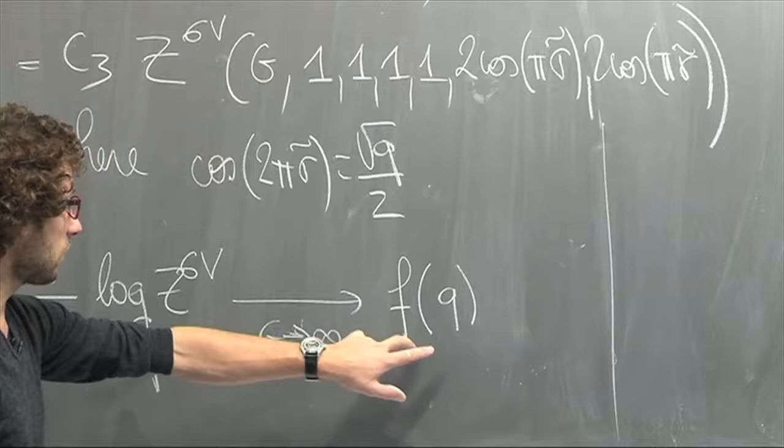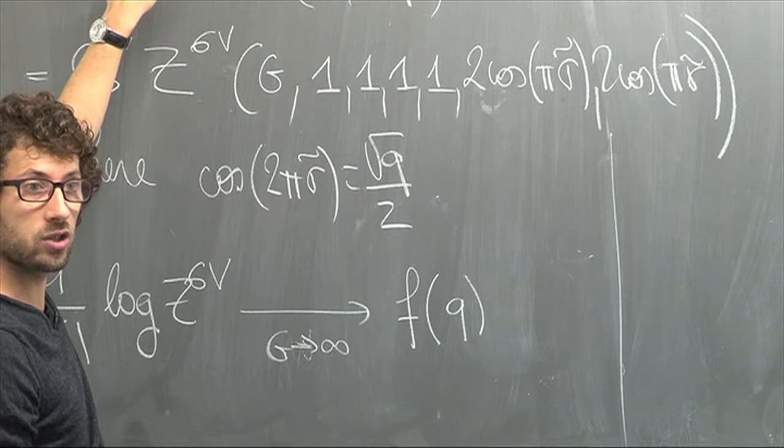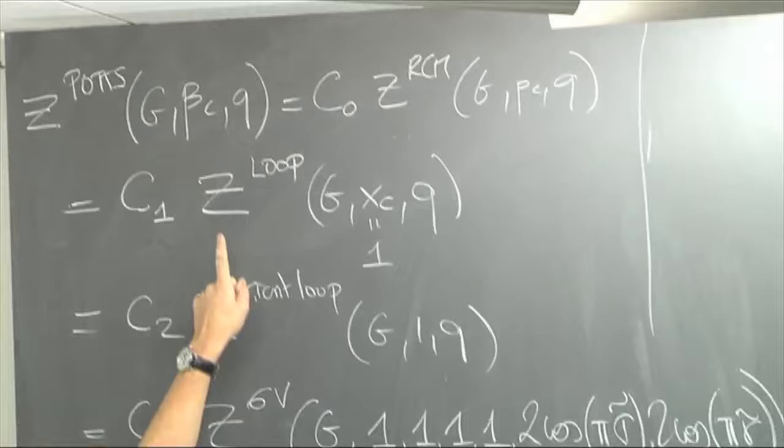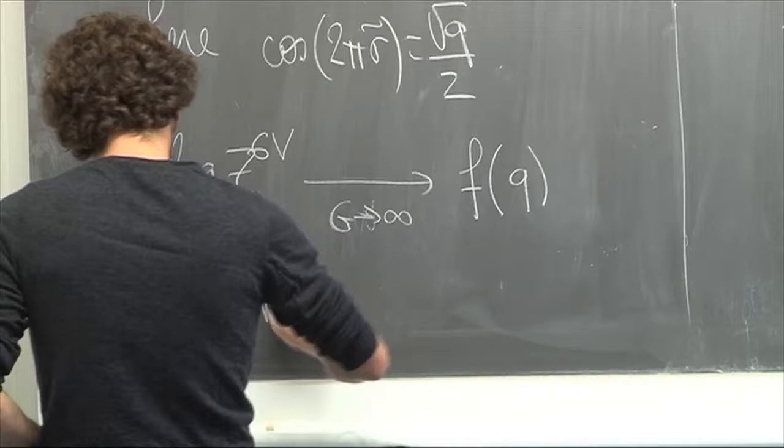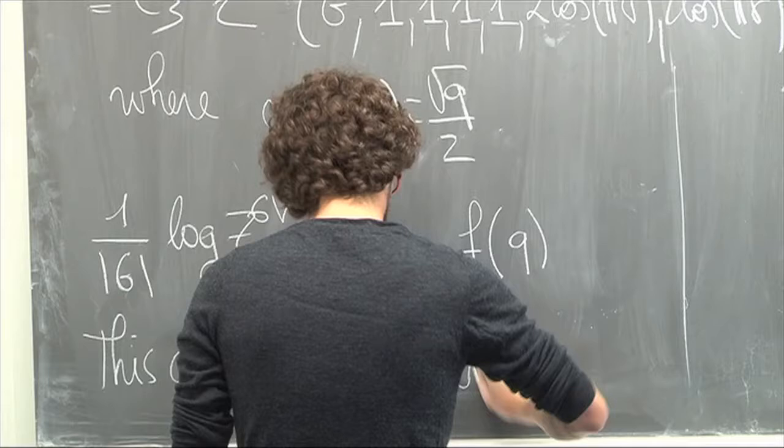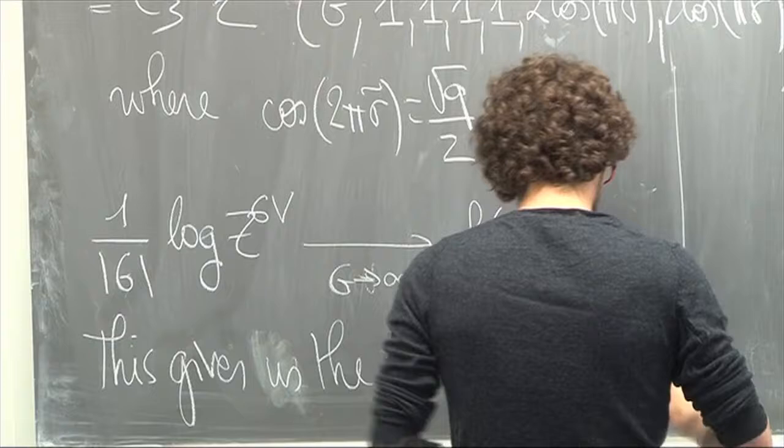And if you think about it, because of all these relations between partition functions, it gives me, in fact, the free energy for the Potts model. This gives us the free energy at criticality for the Potts model.